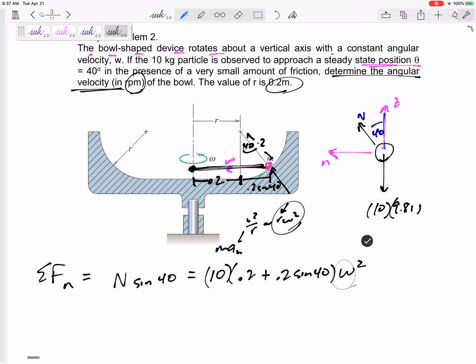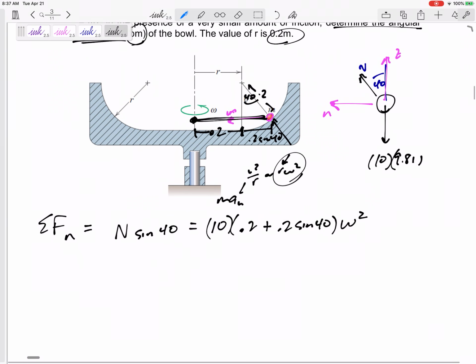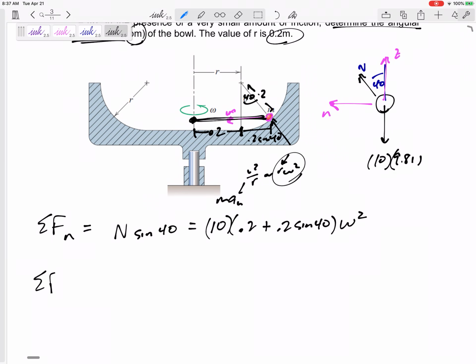All right, and I don't know omega because I'm trying to find the angular velocity in RPM. First, I'm going to find omega in radians per second, and then I will convert radians per second to that angular velocity in RPM. All right, so I think that's my equation. I don't know N just yet. I don't know my angular velocity omega just yet. Okay, well, let me jump over to my other equation.